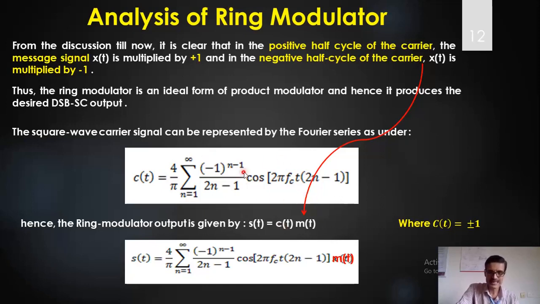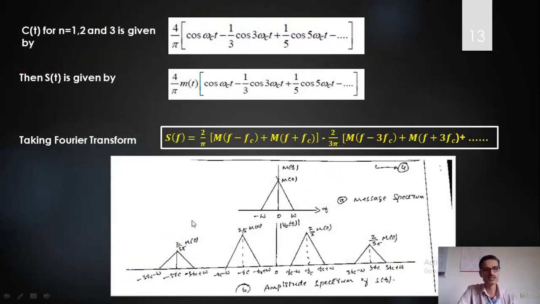So if I substitute that in this equation, s of t is nothing but 4 by pi, the same term c of t multiplied by m of t. Now I will consider a few values of that c of t and substitute that in the equation of the Fourier series expansion. For n equal to 1, I get cos omega ct with a common factor of 4 by pi, that's the magnitude.